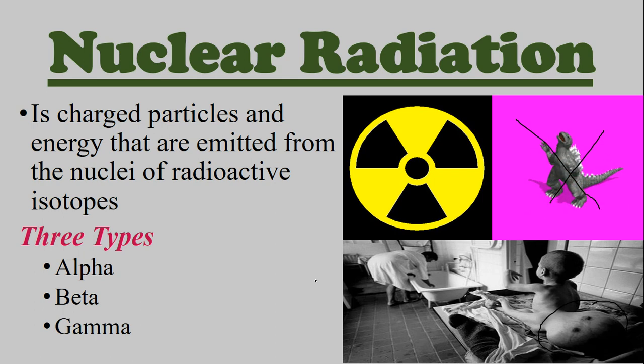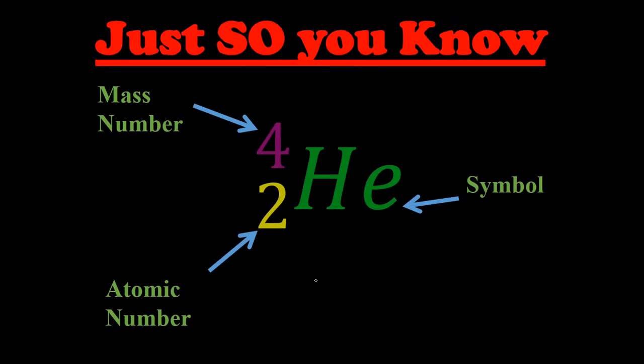There's three types of nuclear radiation: alpha, beta, and gamma. Before we begin, just so you know, this is how we write symbols in nuclear chemistry. It's different from what we've done before. Instead of the atomic number at the top and the mass number at the bottom, the mass number is going to be at the top, the atomic number is going to be at the bottom, then you will have the symbol. Pause this video and maybe write this down because this may be important when you do stuff later.